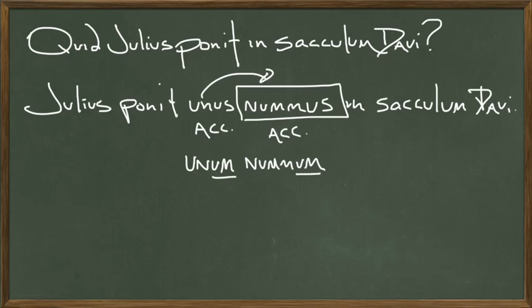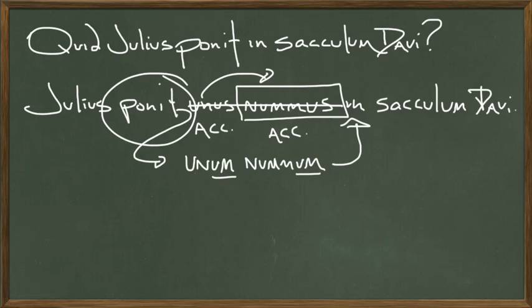So the correct answer is not Julius ponet unus numus in saculo Davi. The correct answer is Julius ponet unum numum in saculo Davi. Julius ponet unum numum in saculo Davi. And to be completely correct, we would actually probably move ponet to the very end of the sentence and say Julius unum numum in saculo Davi ponet.